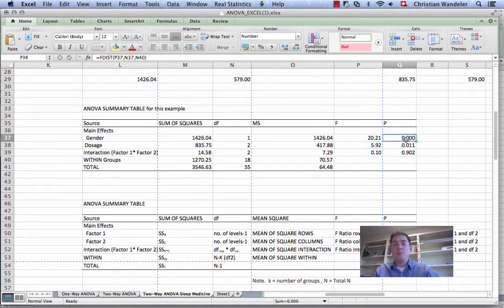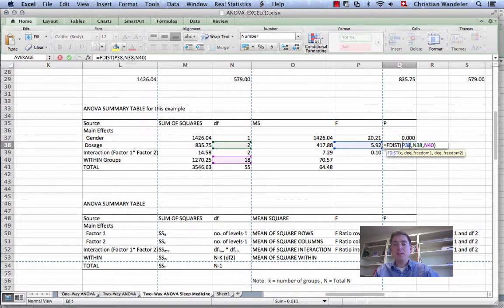And then, by the way, to get the probability, we use the F-dist formula. We give the values, so the 20, that's the F value, and then we have to say what's degree of freedom 1 and what's degree of freedom 2. So degree of freedom 1 is from the gender main factor, and degree of freedom 2 is from the within groups factor. Same thing here, F-dist, this time X is the 5.92, and degree of freedom 1 is the dosage degree of freedom, factor 2 or factor B, and then the other degree of freedom is from the within group.